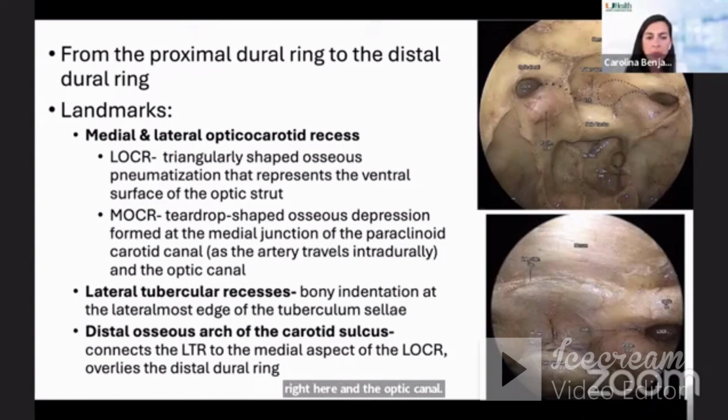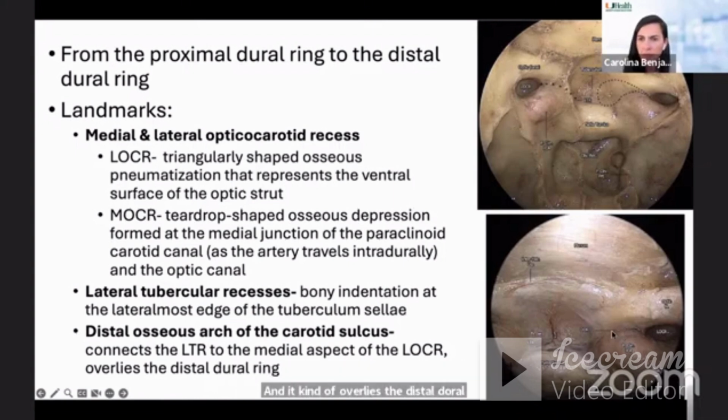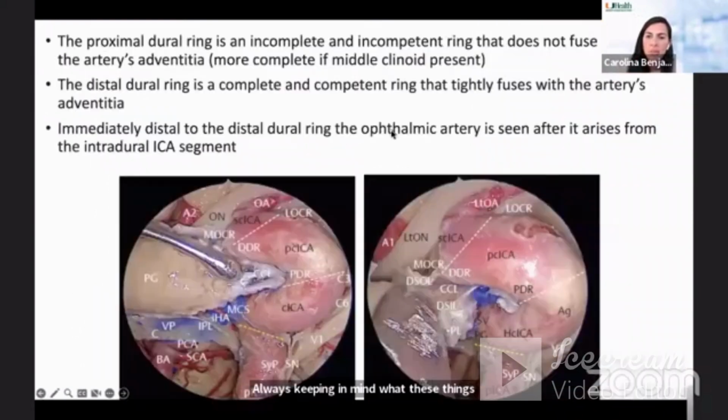Importantly, you want to think about your lateral tubercular recess, which corresponds to your tubercular crest intracranially, and that's the bony indentation at the lateral-most extent of the tuberculum sellae. And then finally, you want to identify the distal osseous arch of the carotid sulcus, which connects the lateral tubercular recess to the medial aspect of the lateral OCR, and it overlies the distal dural ring right here. This is what we call the distal osseous arch of the carotid sulcus. Always keep in mind what these things relate to intracranially, and I think we'll go over that in more detail.